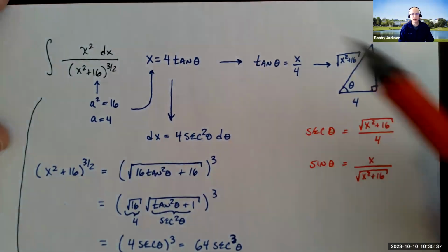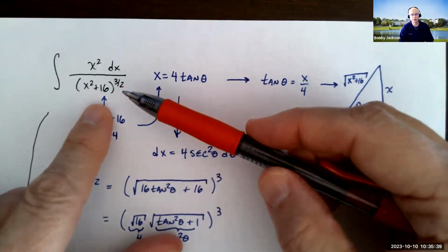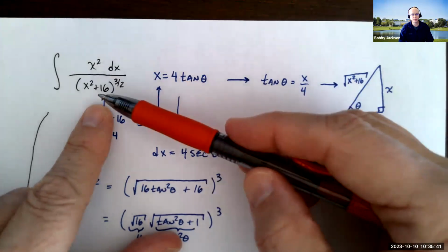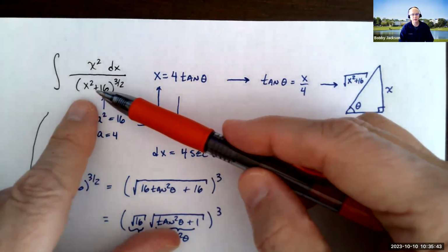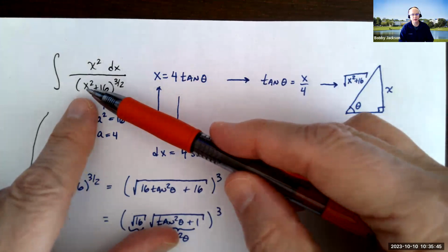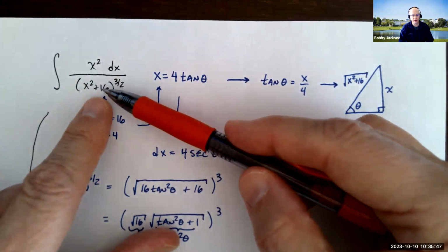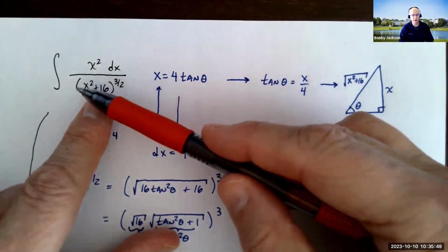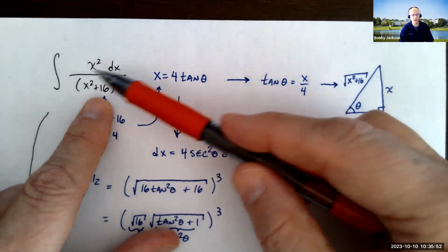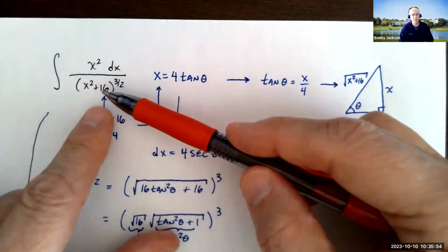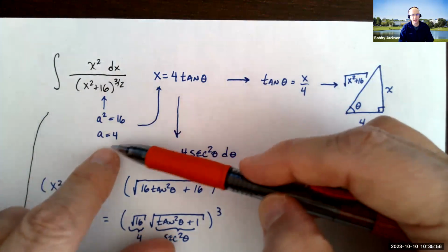Hey everyone, let's take a look at this integral. We're going to use trig substitution to do this one. And notice that we have down here x squared plus what we would call a squared. And it's to the 3/2 power, so it's the square root of that and then cubed. But the a squared is 16, meaning a is 4.